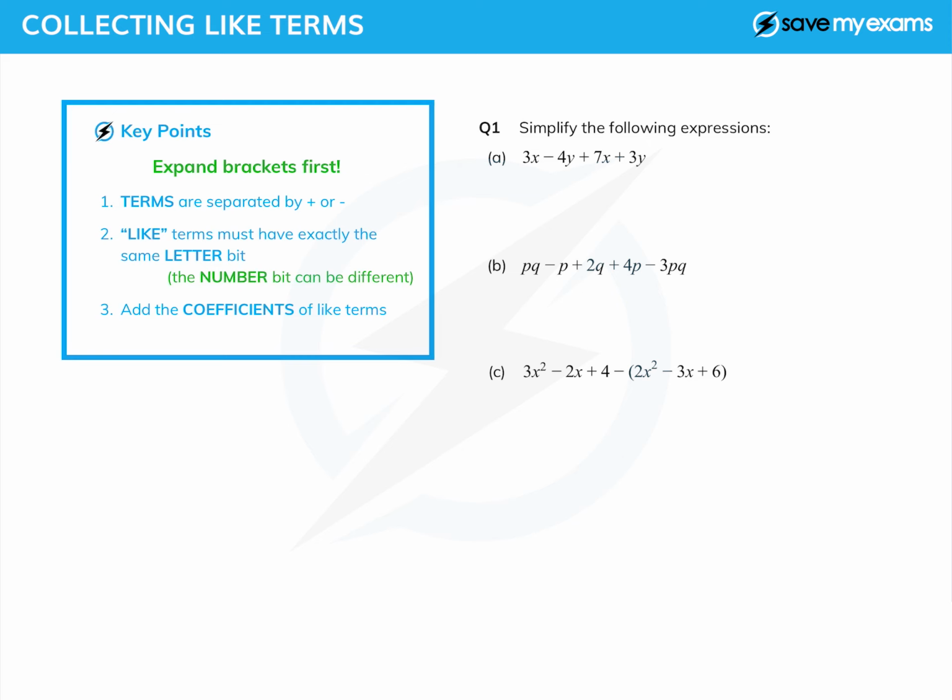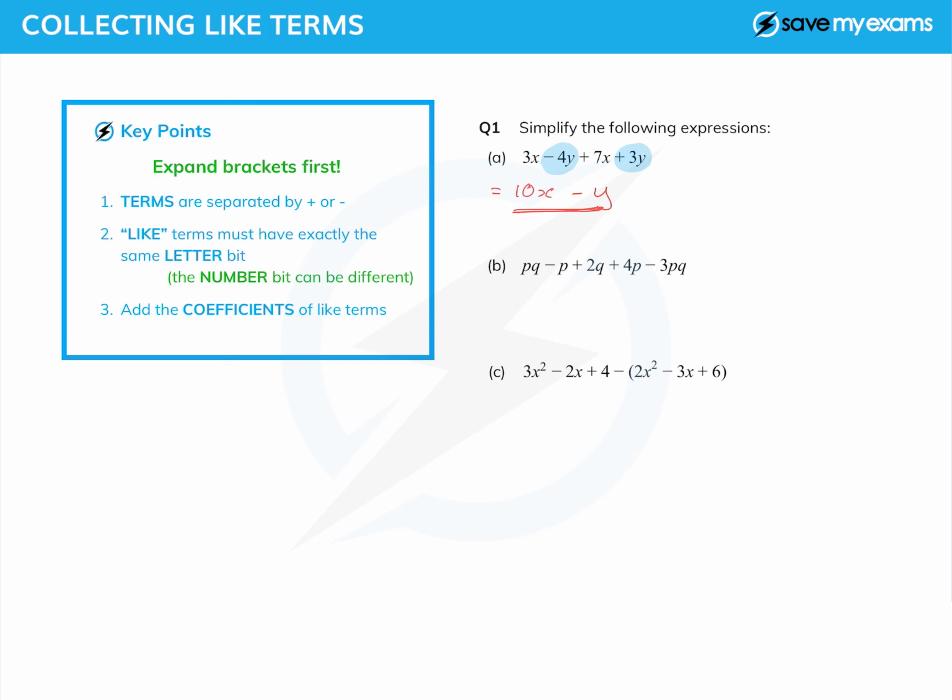1 part A, we've got 3x and 7x. Those are the bits with the same letter bits. So we do 3 plus 7 is 10x. And then we have a look at the y's, and we've got minus 4y plus 3y. If I take away 4y and add 3y, that's the same as taking away 1y. And so I have successfully collected the like terms there.